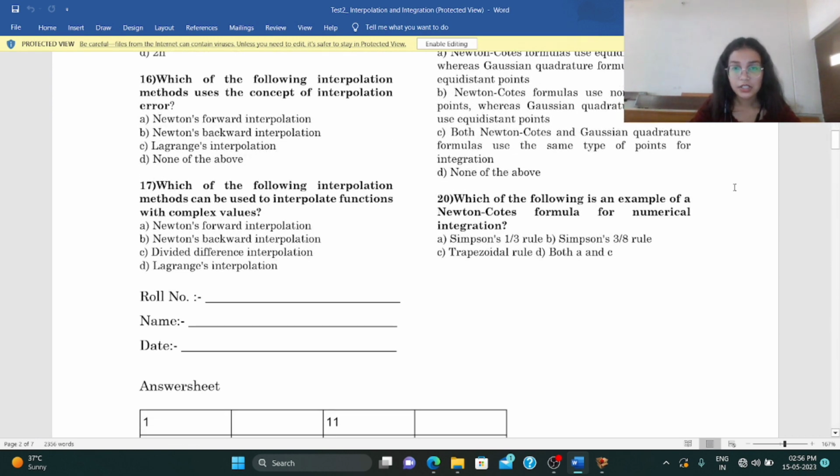And the last question is, which of the following is an example of Newton-Cotes formula for numerical integration? Option A, Simpson's one-third rule. Option B, Simpson's three-eighths rule. Option C, trapezoidal rule. And D, both A and B. And the correct answer is D, Simpson's rules.